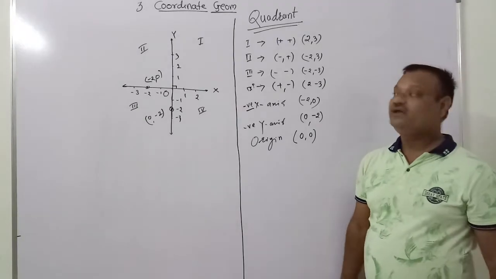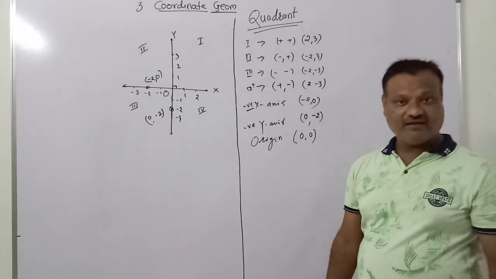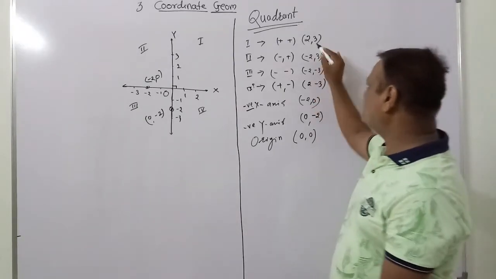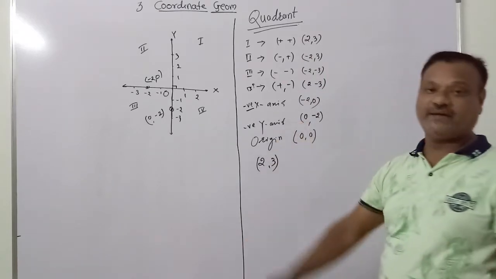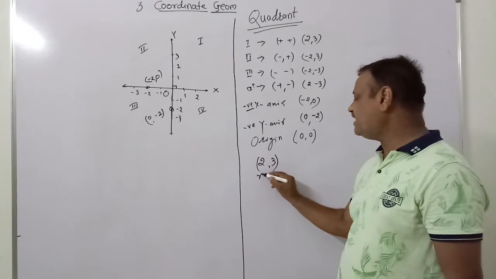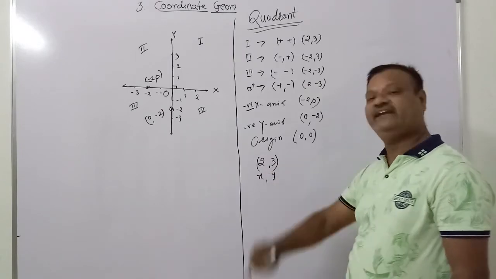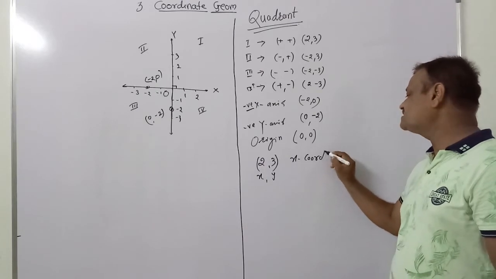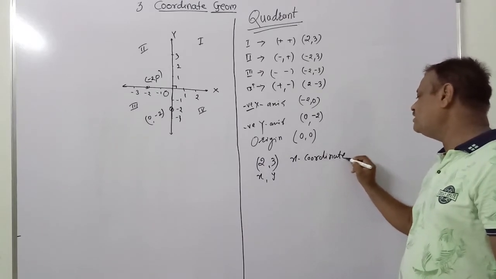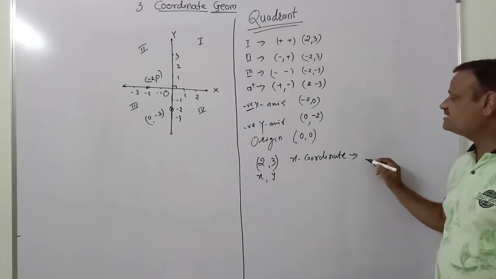Now one more thing here, about the x coordinate. Here we consider (2, 3). Here this is your x coordinate and this is your y coordinate. So the x coordinate is also known as abscissa.